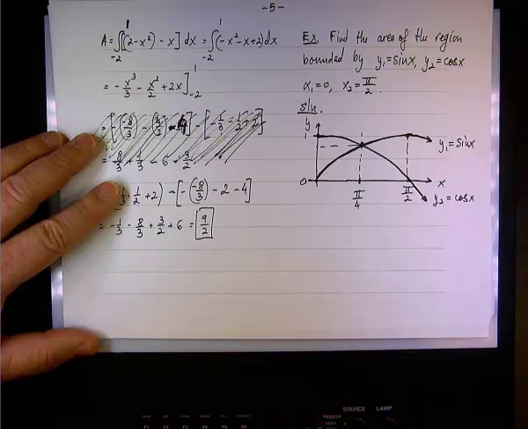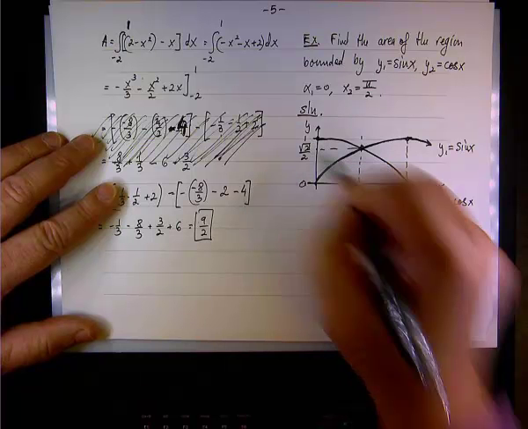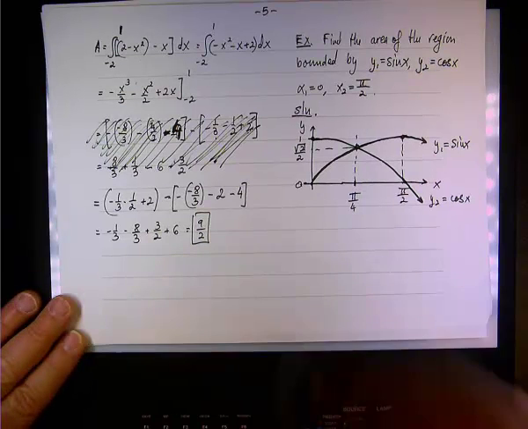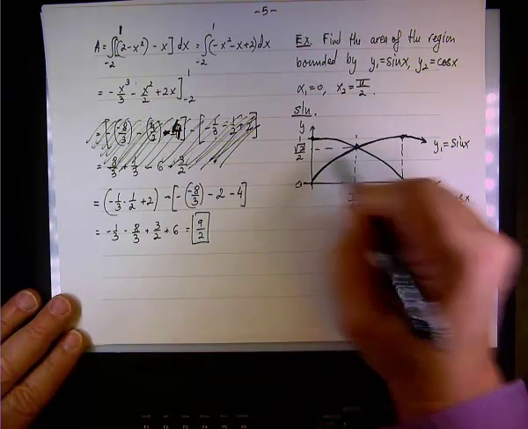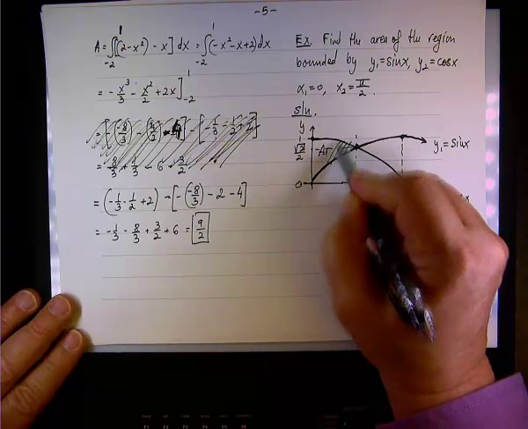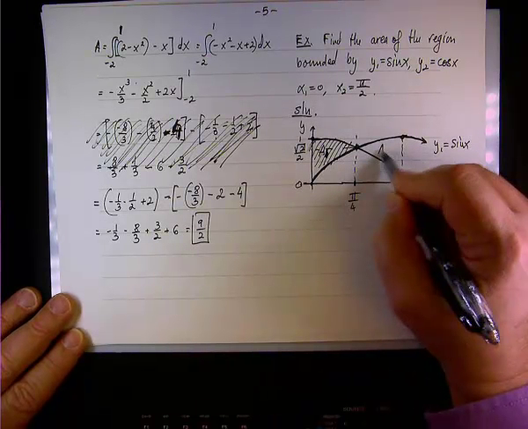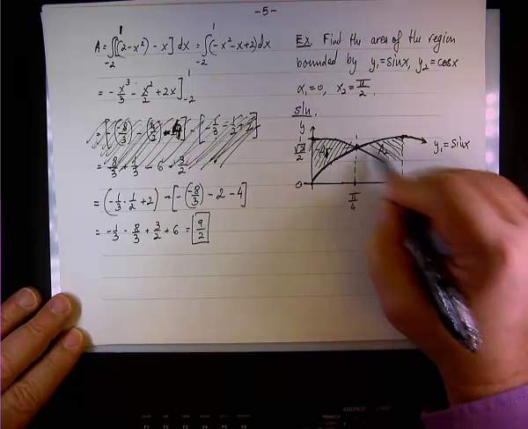So this is pi over 4, and this value is square root of 2 over 2, which is 0.707. Square root of 2 is 1.414, and square root of 2 over 2 is 0.707. So we're looking at area A1 where the cosine is above the sine, okay? And we're looking at A2 where the sine is above the cosine.